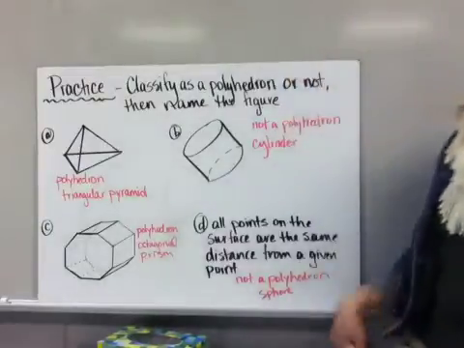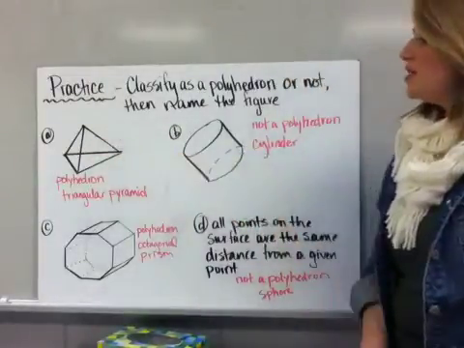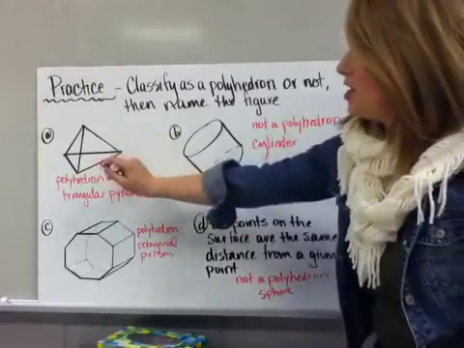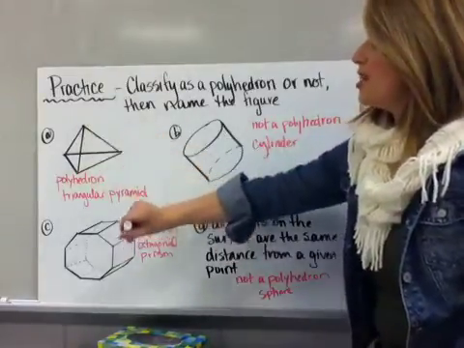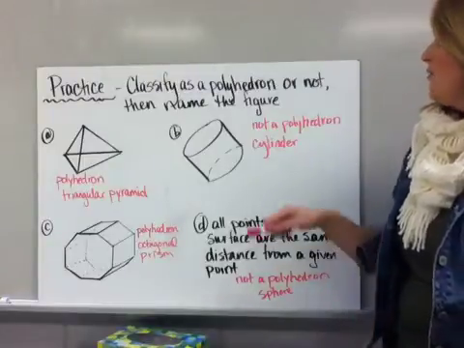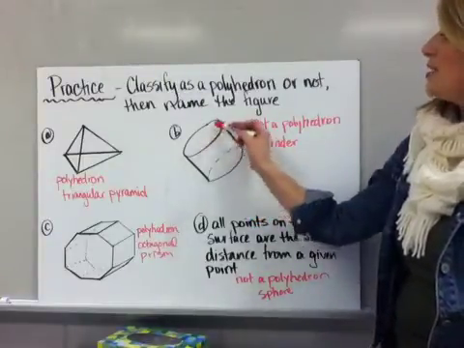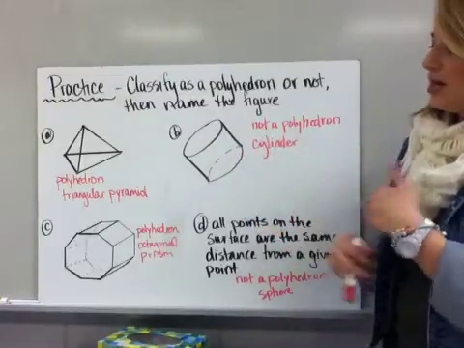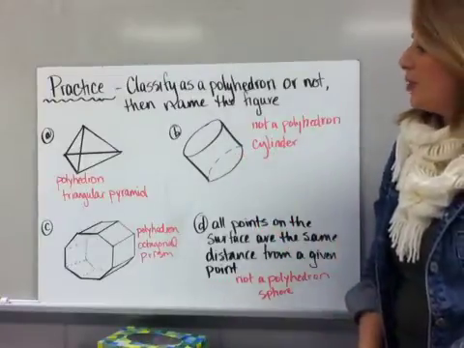Okay, practice A, it is a polyhedron because all of its faces are polygons. They're all triangles. There is only 1 base. It comes to a vertex at the top. The base is a triangle, so it is a triangular pyramid. For B, it is not a polyhedron because I have a circle here and down here. It has 2 parallel bases that are circles, so it is a cylinder.